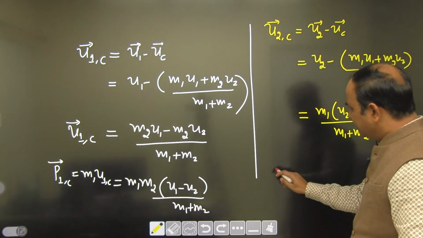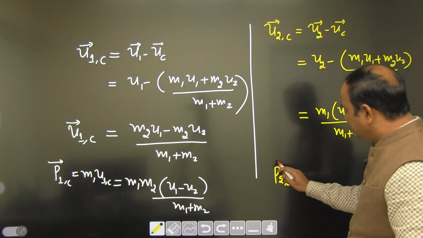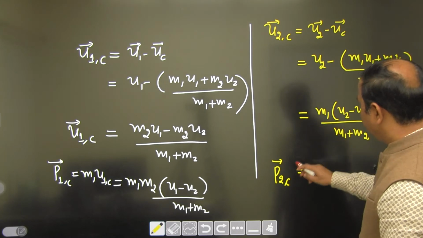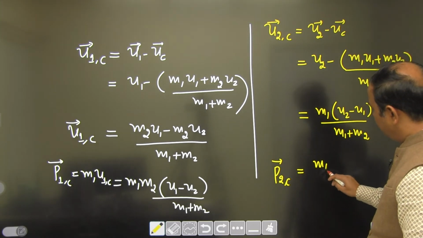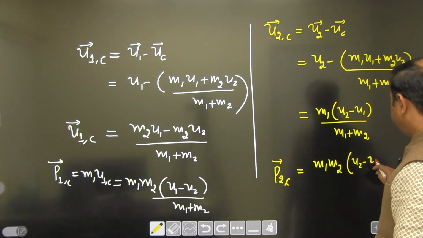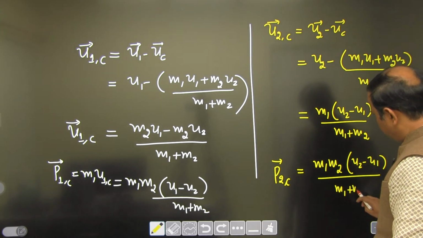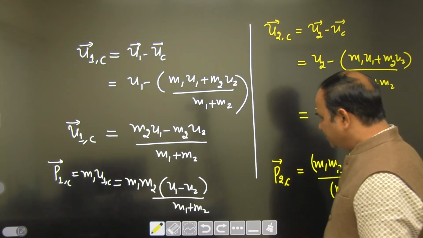Similarly, we can write the linear momentum of 2 with respect to center of mass initially, just before the collision, very simply by multiplying mass with this. So the mass of 2 is m2, and this is m1 m2 (u2 minus u1) over (m1 plus m2).